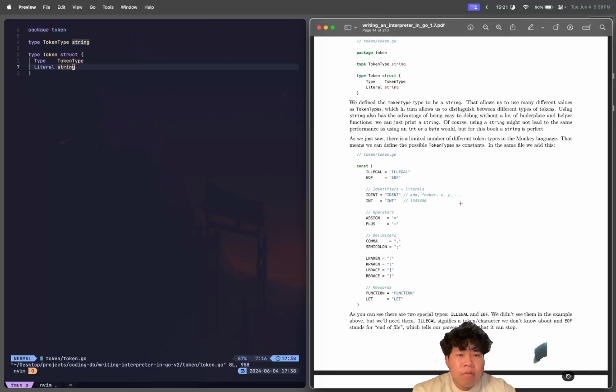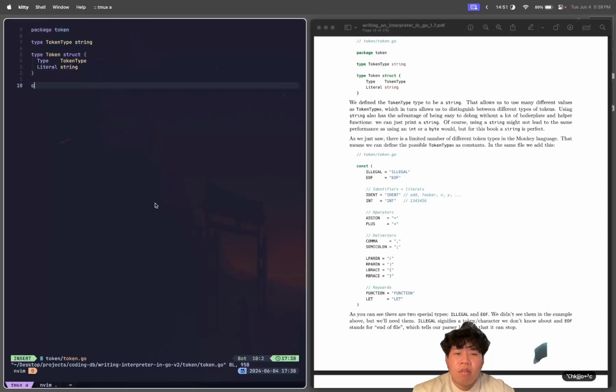Using a string also has the advantage of being easy to debug without a lot of boilerplate, and we can just print a string. Of course, using a string might not lead to the same performance as using an int or byte, but for this book, a string is perfect. And as we just saw, there's a limited number of different token types in the Monkey language. That means we can define the possible token types as constants in the same file. We add this. Okay, const.